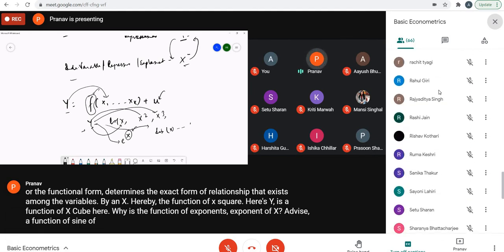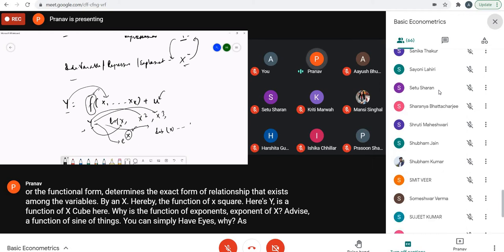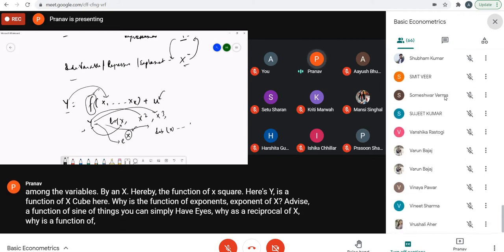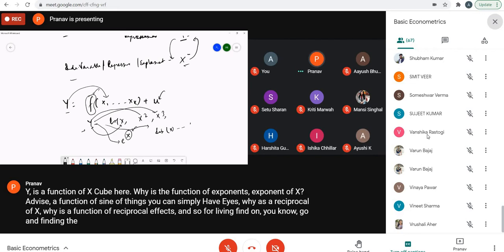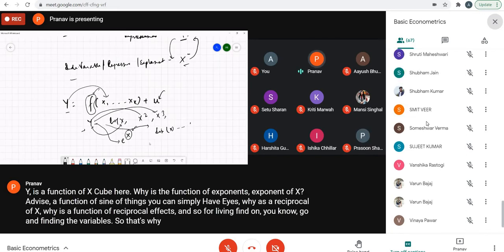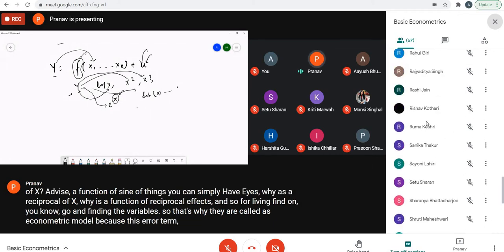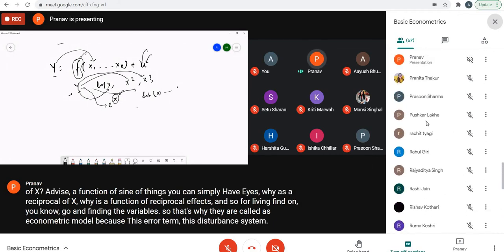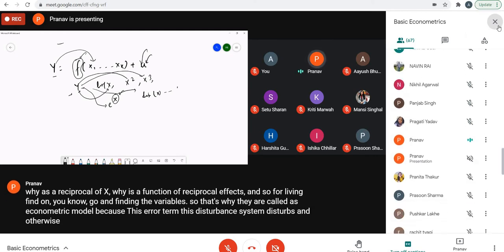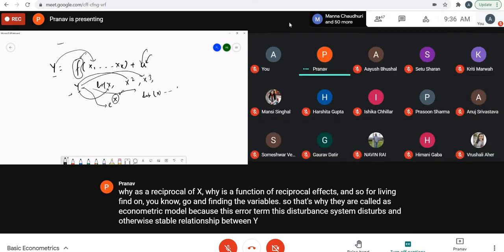You can simply have y as a reciprocal of x. Y is a function of reciprocal of x, and so on and so forth. You can go on finding the variables. So that's why they are called econometric models, because this error term, this disturbance term, disturbs an otherwise stable relationship between y and x.